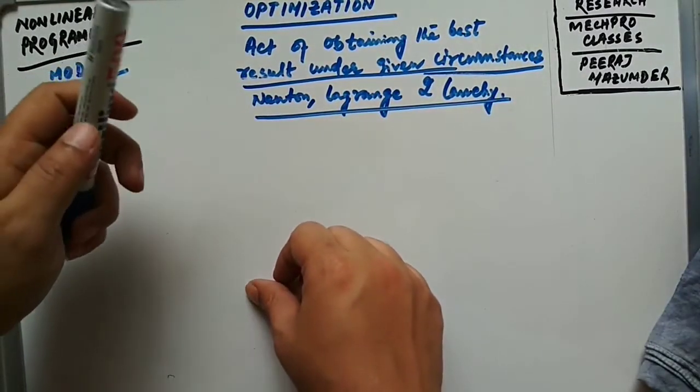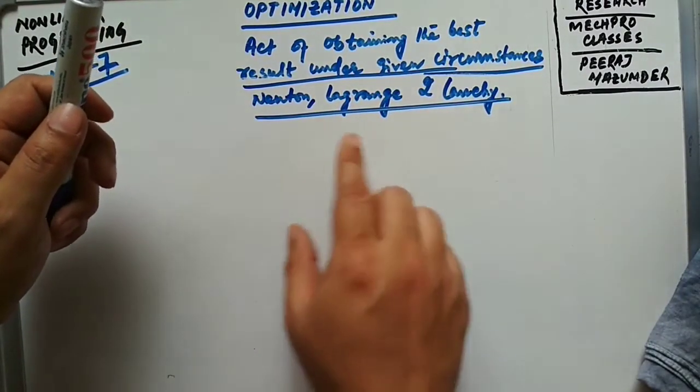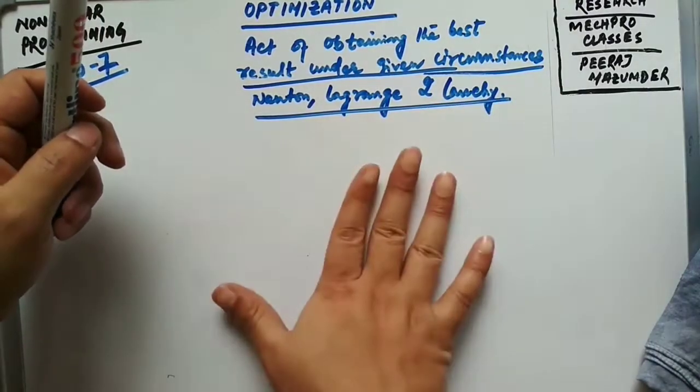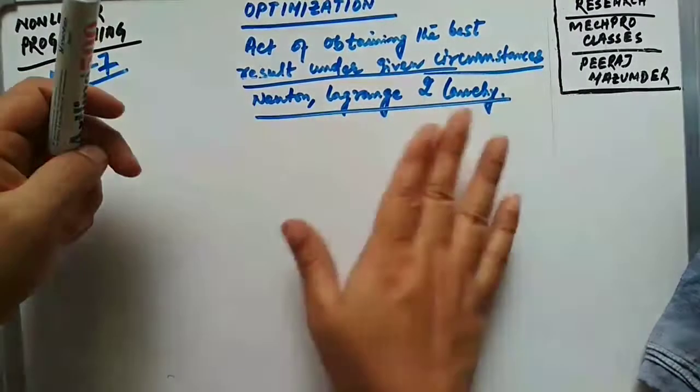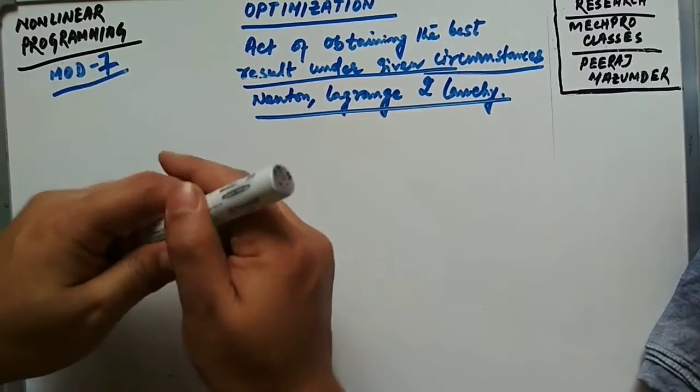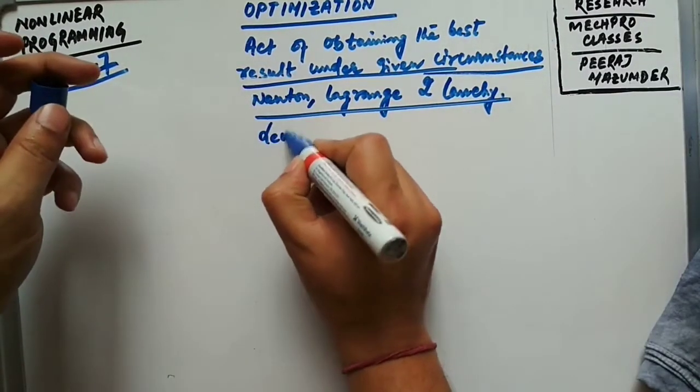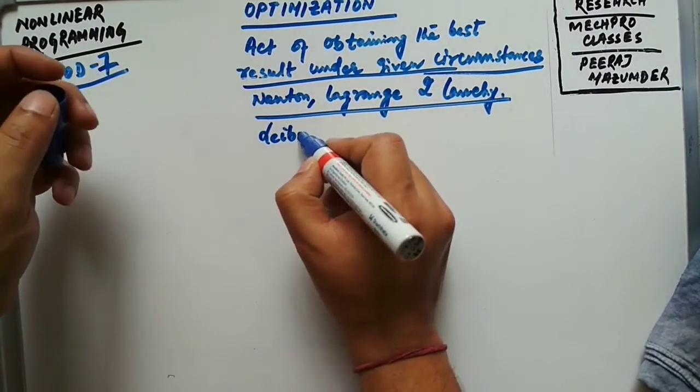Now the development of differential calculus methods of optimization was possible because of the contribution of mainly Newton, Leibniz, and another scientist. His name was Leibniz.